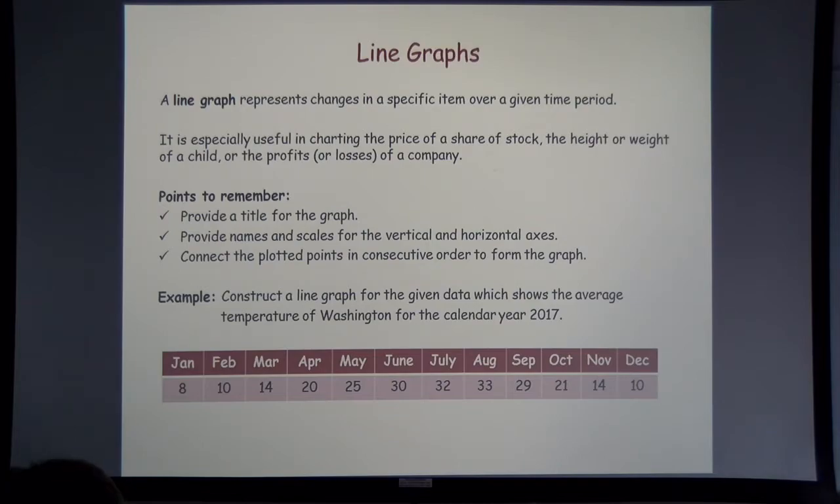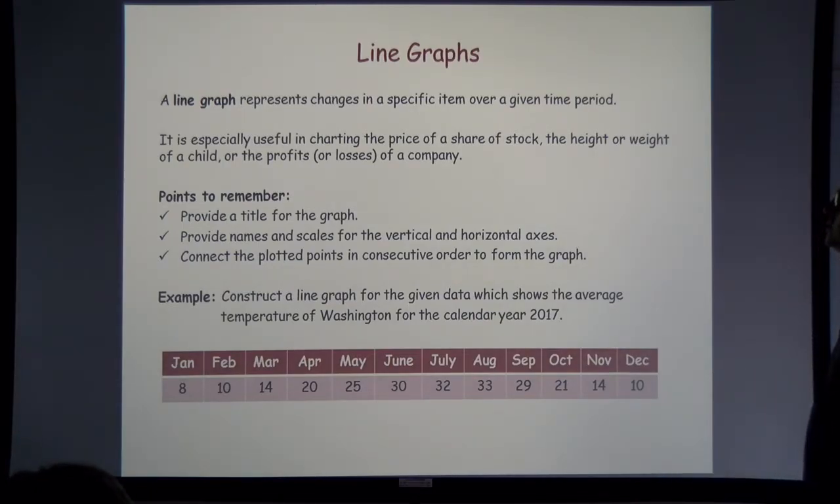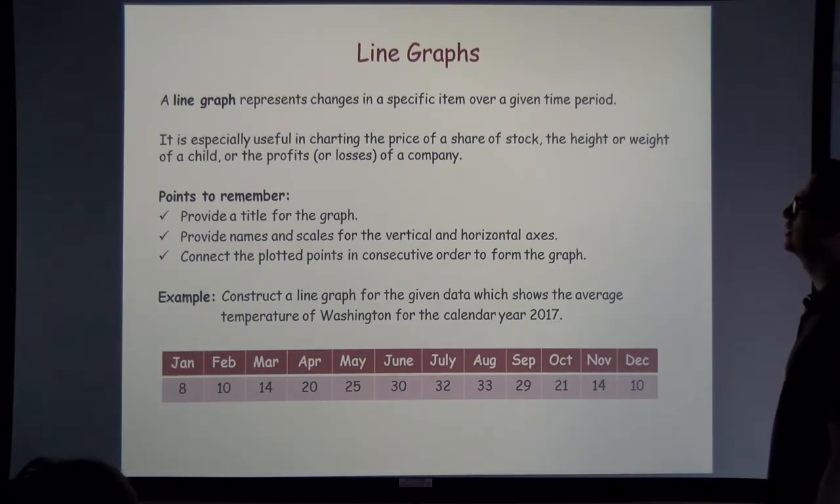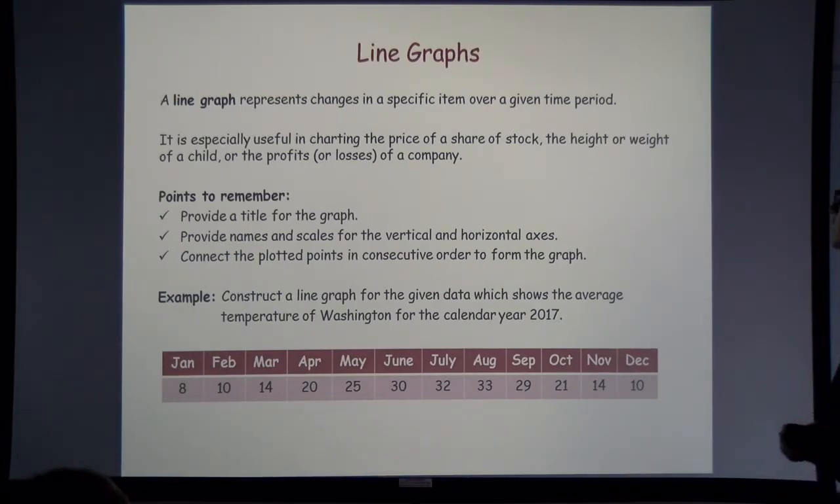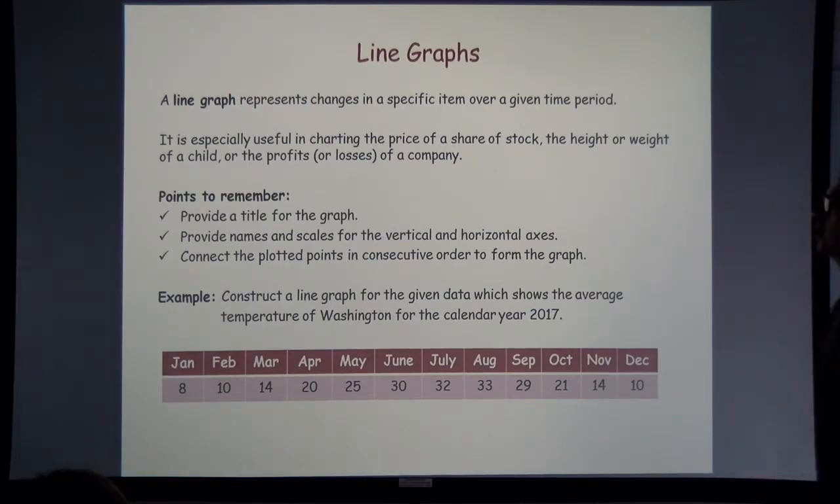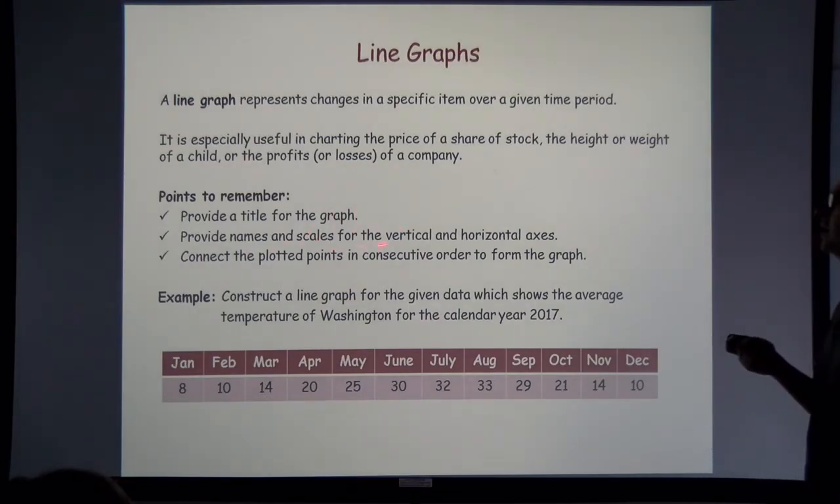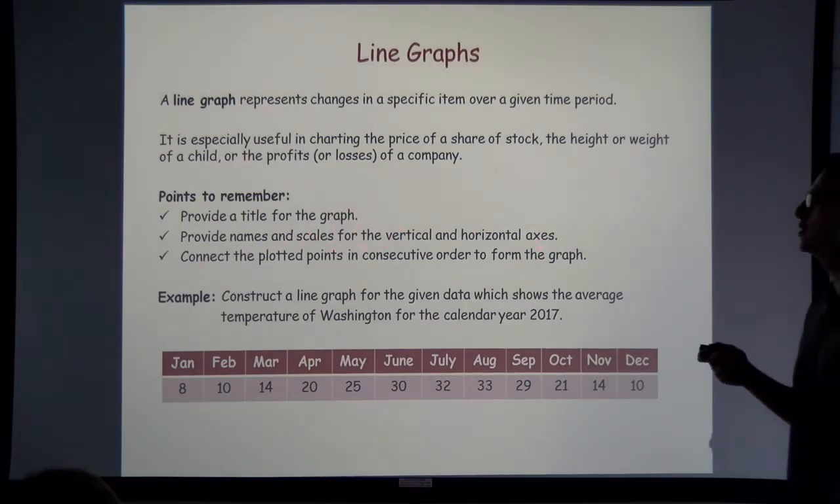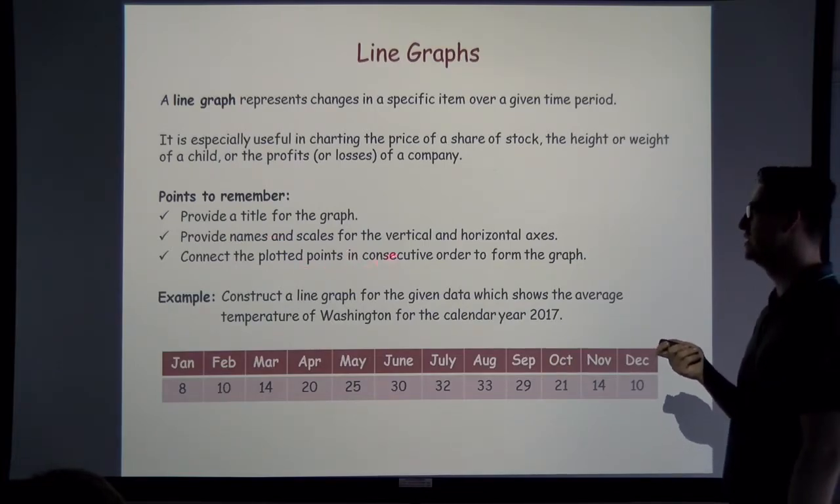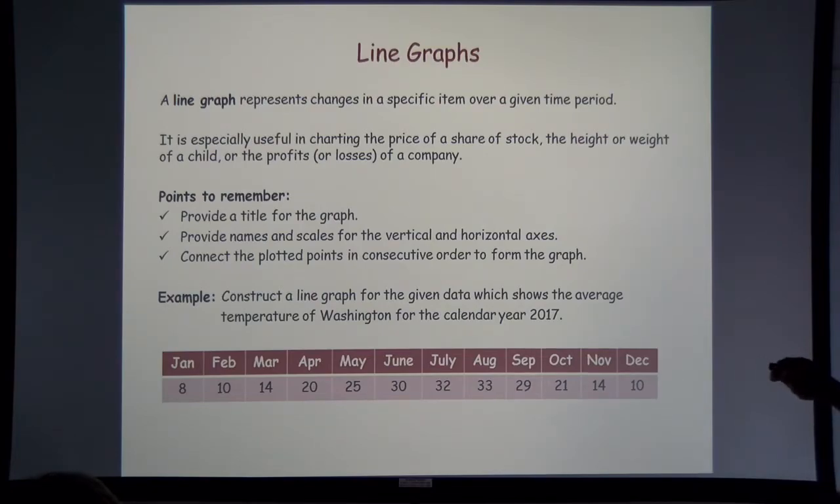Now let's talk about line graphs. A line graph represents changes in a specific item over a given time period. It's especially useful in charting the price of a share of stock, height or weight of a child, profits or losses of a company. So just a couple things to remember. Make sure we have a title, make sure we have names for our axes, and very important, make sure we connect the plotted points in consecutive order to form the graph. Make sure we're connecting them.